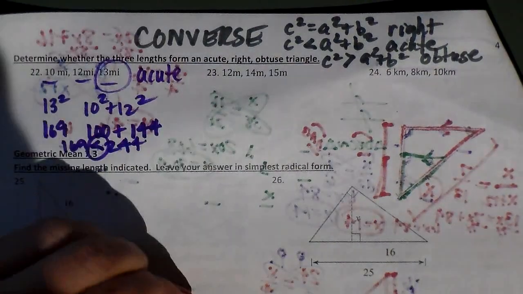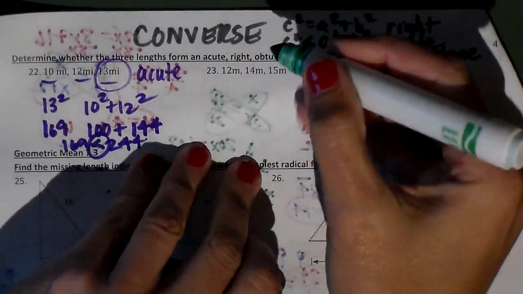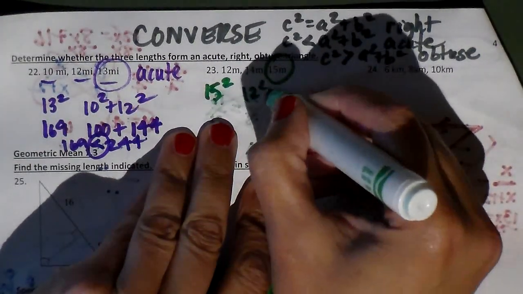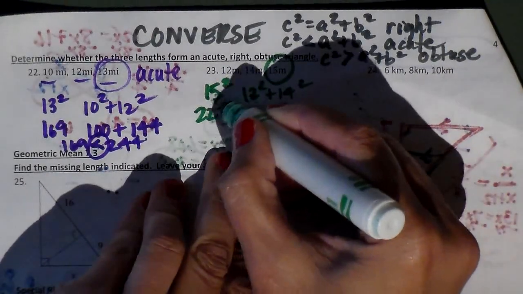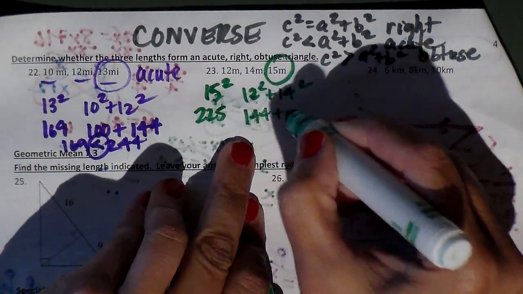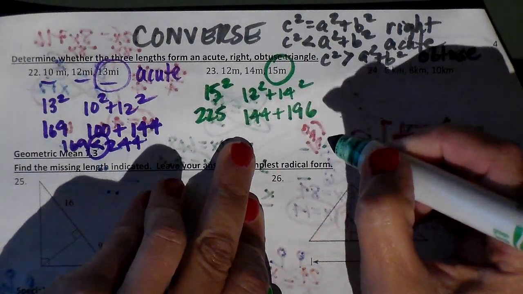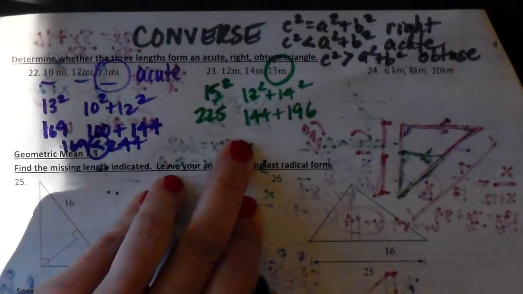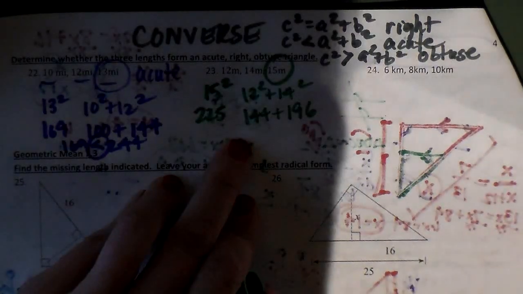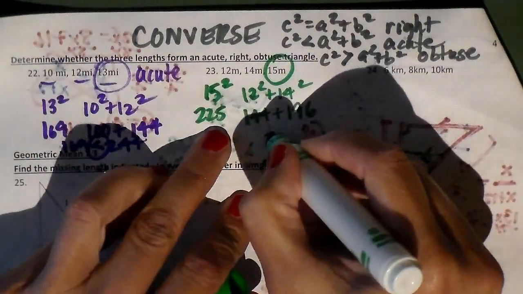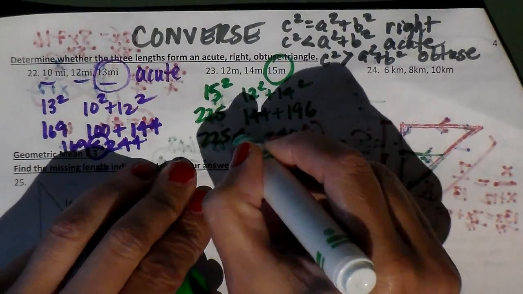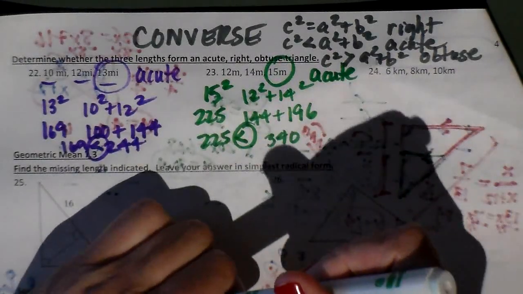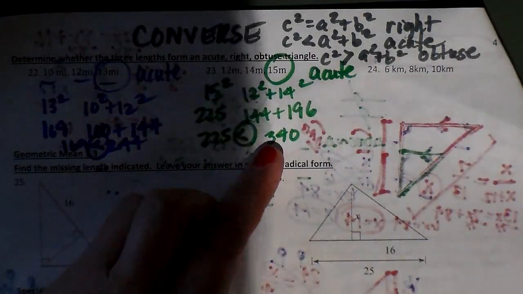Okay, so let's look at the next one. 15 would be c because it's the largest. So I'm going to compare 15 squared to 12 squared plus 14 squared. That's 225, 144, 196, I believe. Remember, I have to check these things because I don't want to tell you the wrong thing. So I got 196 and 144, which is correct. So I have 340 and 225. So c squared, once again, is less than, so this is also acute. If c squared is less than a squared plus b squared, it's acute.